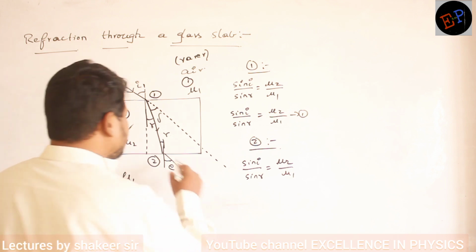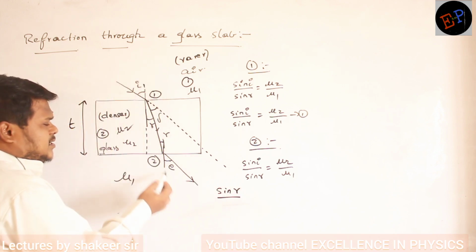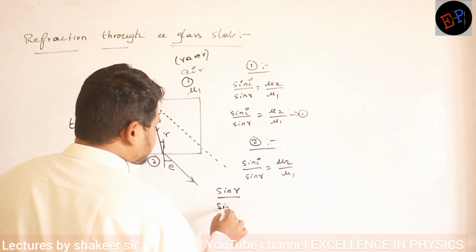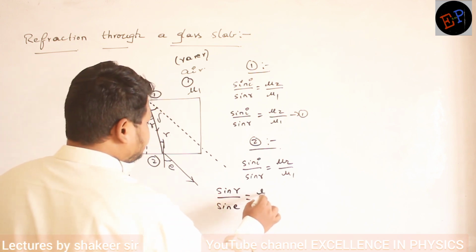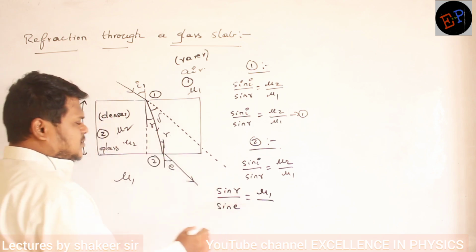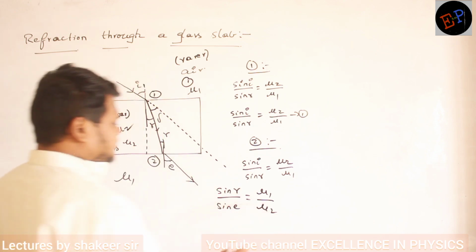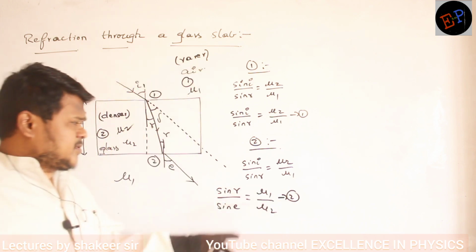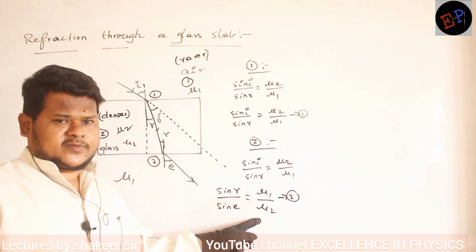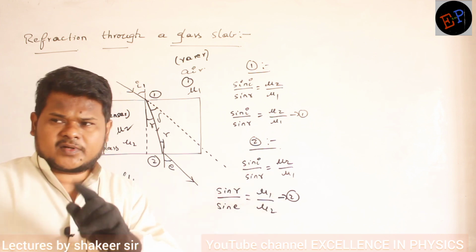So therefore substitute. Instead of sin i, I will write sin r divided by sin e, where sin e means angle of emergence, divided by mu2 divided by mu1. Mu2 is nothing but mu1, mu1 is nothing but mu2. Are you able to understand? This is my second equation. Now here I have reciprocals, mu2 by mu1 and mu1 by mu2. If you multiply both of them, they will cancel each other and I will get 1.